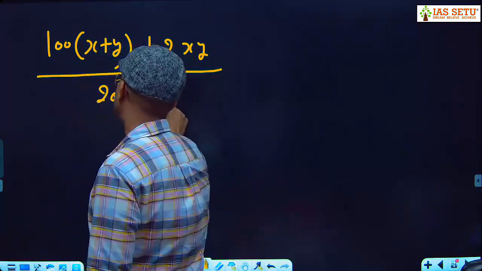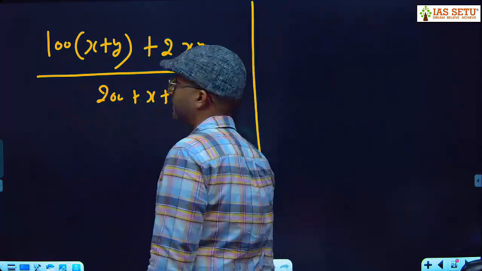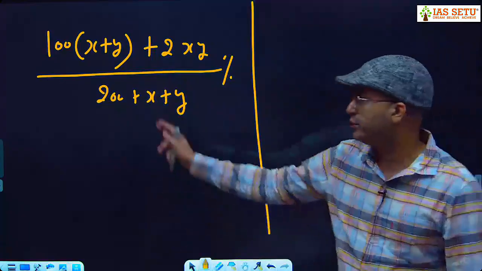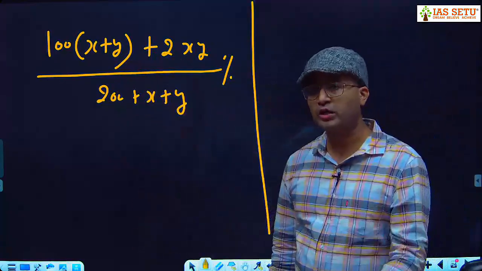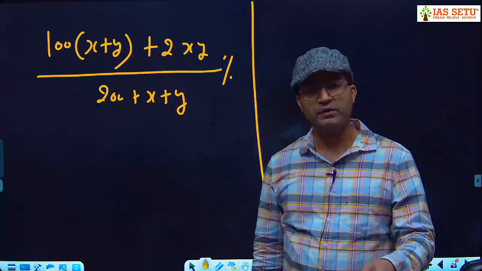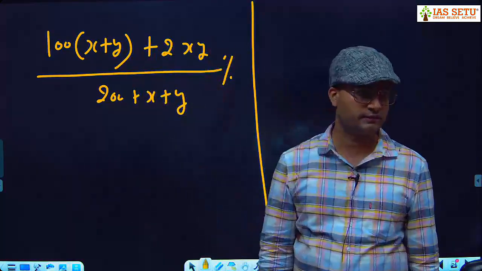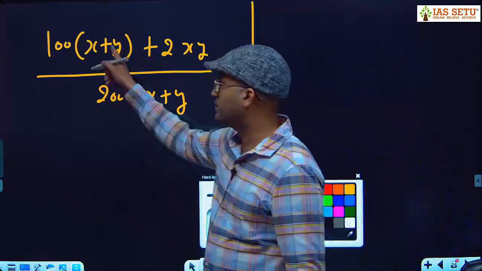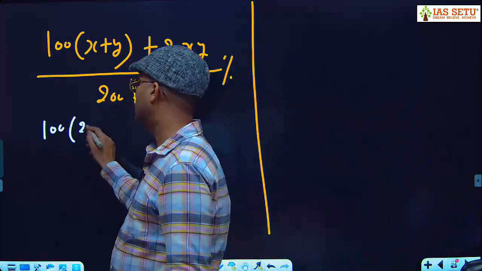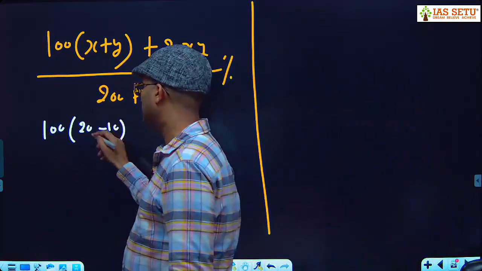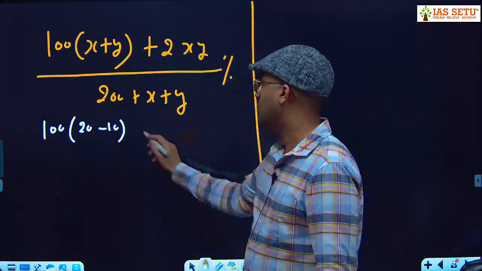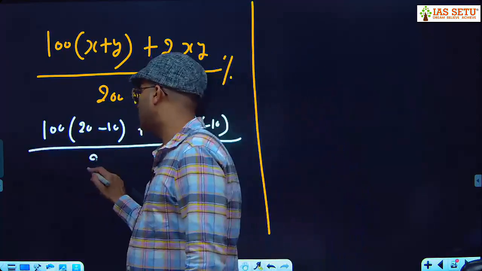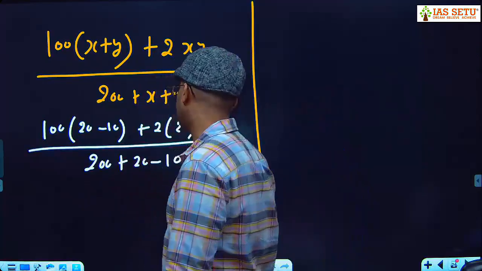upon 200 plus x plus y percent. The values of x and y depend on the question. If both are profit, you take x positive, y positive. If both are loss, x negative, y negative. If one is profit, one is loss, one positive, the other negative. Now we try this: 20% profit and 10% loss. So 100, 20 minus 10. Profit you take positive, loss you take negative. Plus 2, 20 minus 10 upon 200 plus 20 minus 10 percent.